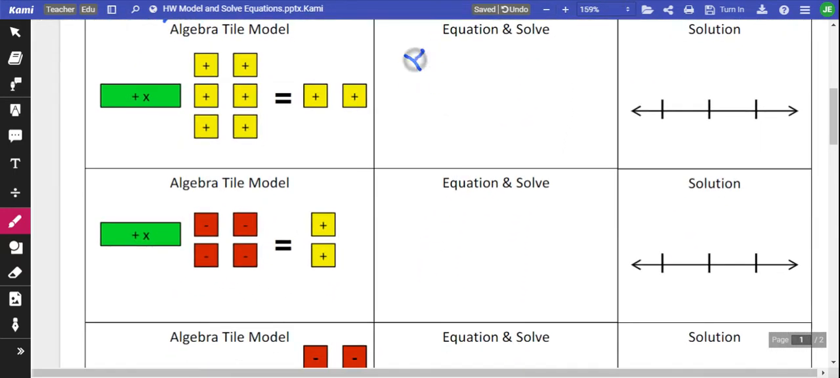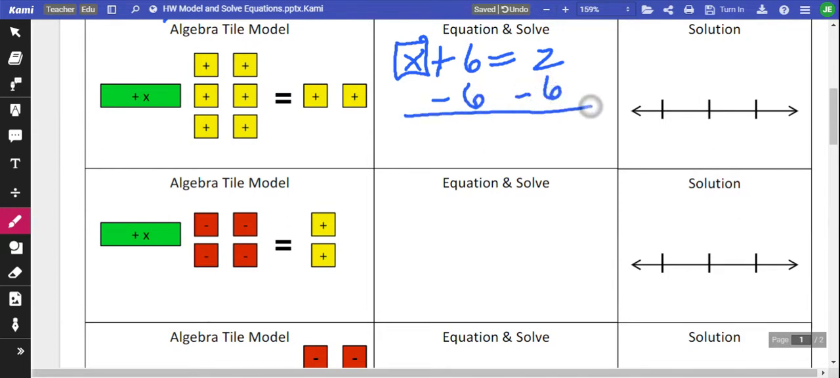Okay, so we have x plus 6 is equal to 2. Here's our variable, and we're going to solve by doing opposites. So the opposite of adding 6 is subtracting 6, and we're going to subtract 6 from both sides. So positive 6, negative 6 is gone. Now we are left with x all by itself on the left side. And so now there's 2 minus 6.